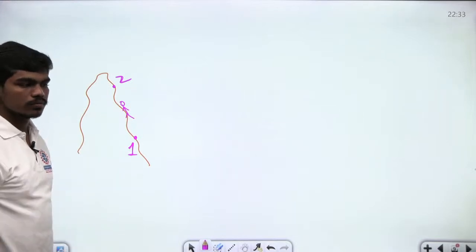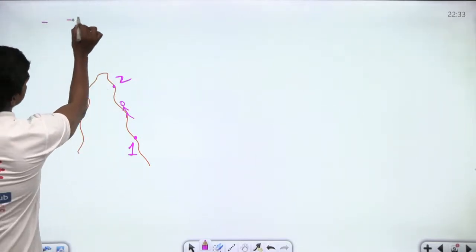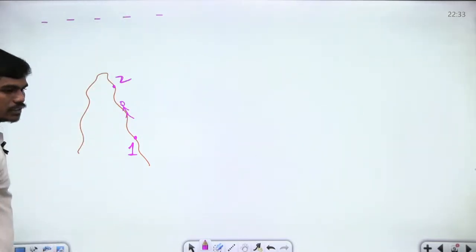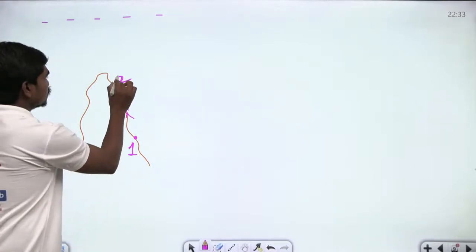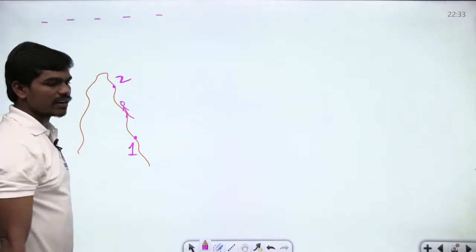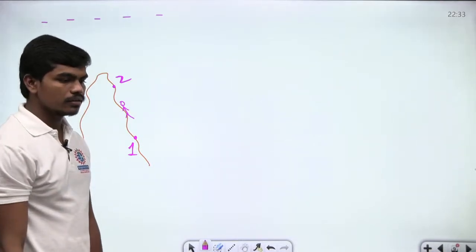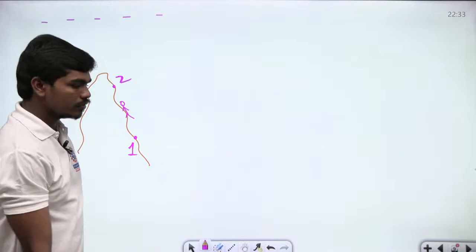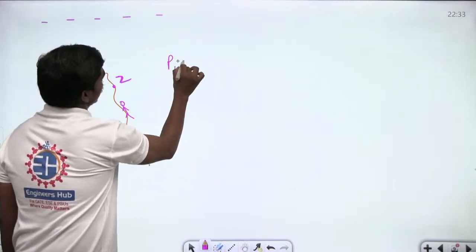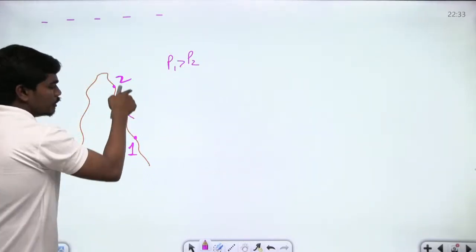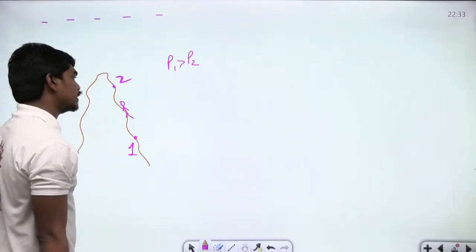At 1 or 2? And let us suppose the troposphere is still here. So please tell me, if this is point 2 and this is point 1, at which place the pressure will be more, P1 or P2? Definitely P1. Correct? So P1 is greater than P2 because of the excess weight of the fluid column, which will be here. This is one thing that is clear.